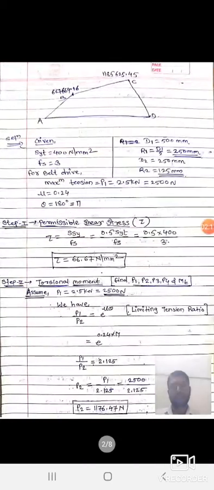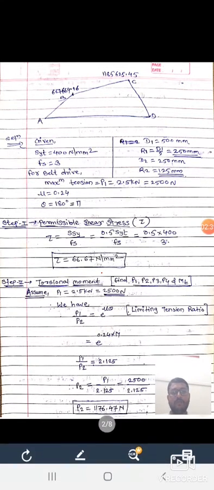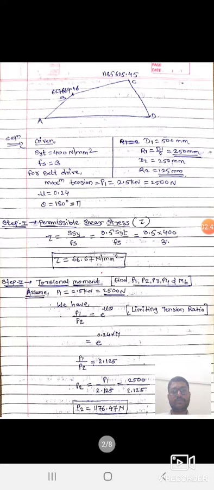So the first step is, let us write down the given data. Here given is SYT, yield strength, 400 Newton per mm square. Factor of safety is given as 3. Pulley diameter D1 is 500 mm. Then from the pulley diameter we calculate radius R1, that is D1 by 2, which is 250 mm. Then pulley diameter D2 is given as 250 mm. Then let us find the radius R2, 125 mm.